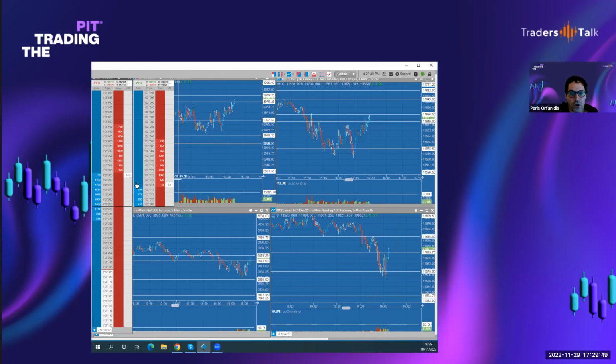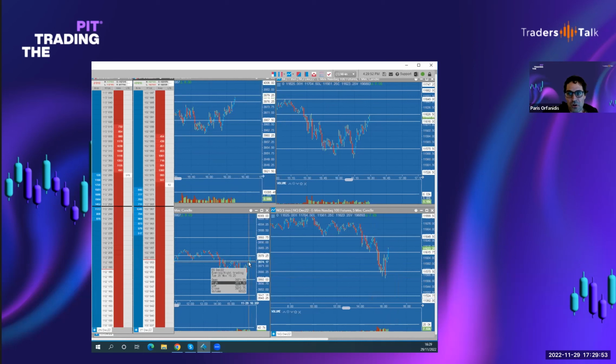So 10 seconds for the close for S&P and for Nasdaq. It's closing above. Above here, they will take stops above 28.